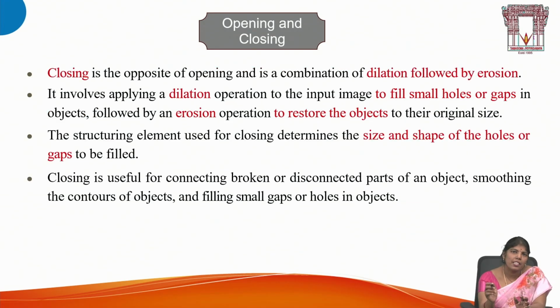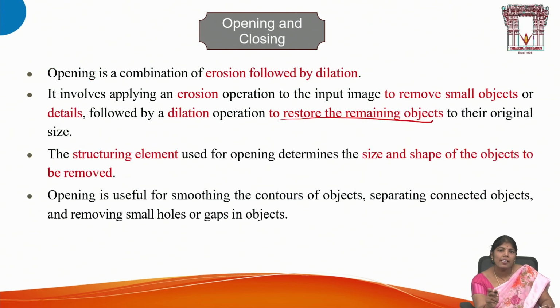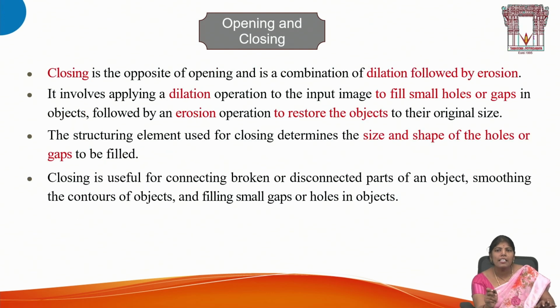And also closing. Closing is the opposite of the opening operation. Previously, first we applied the erosion, followed by the dilation. Here, first we have to apply the dilation, followed by the erosion. Dilation is growing the object's pixel information. After that, you can erode it, you can remove the pixels.